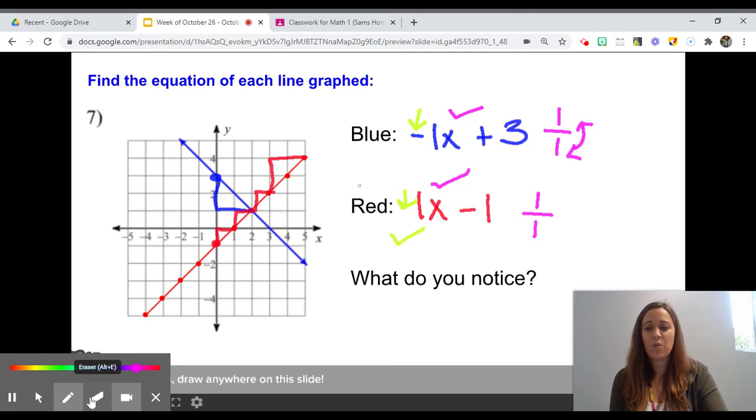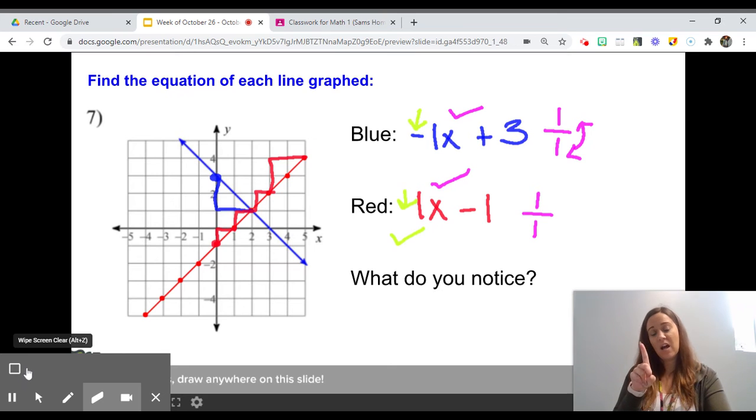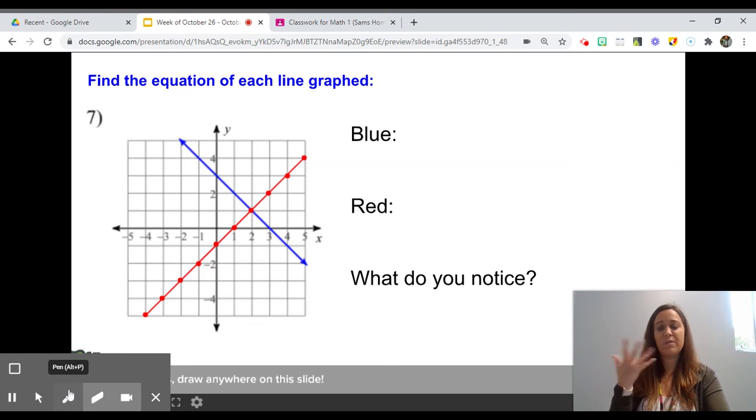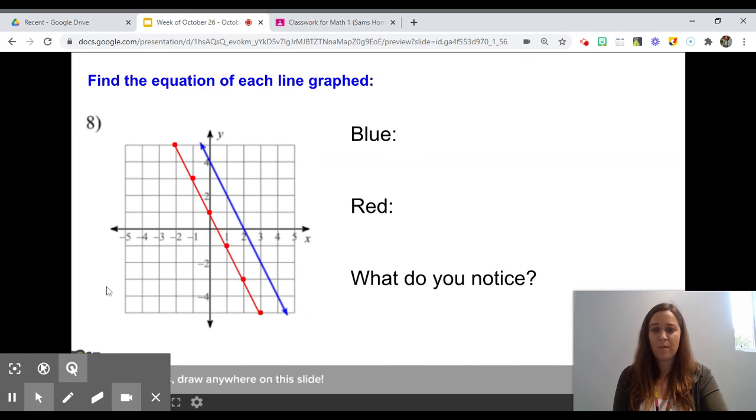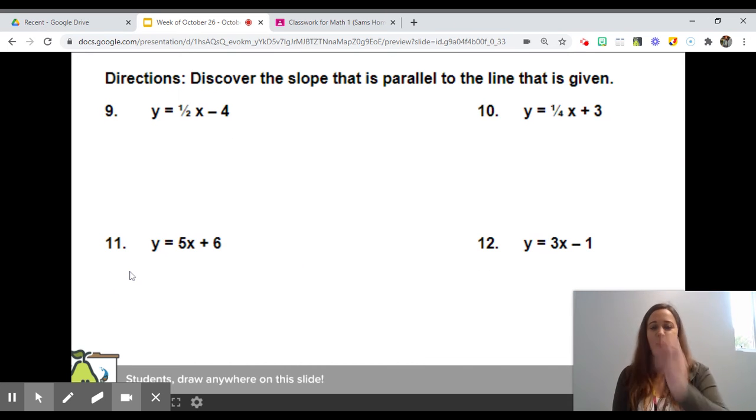So again, in order for the graph to be perpendicular, the slopes have to be opposite and also reciprocals of each other, or the flipped version of the slope. So now let's go ahead and apply that.